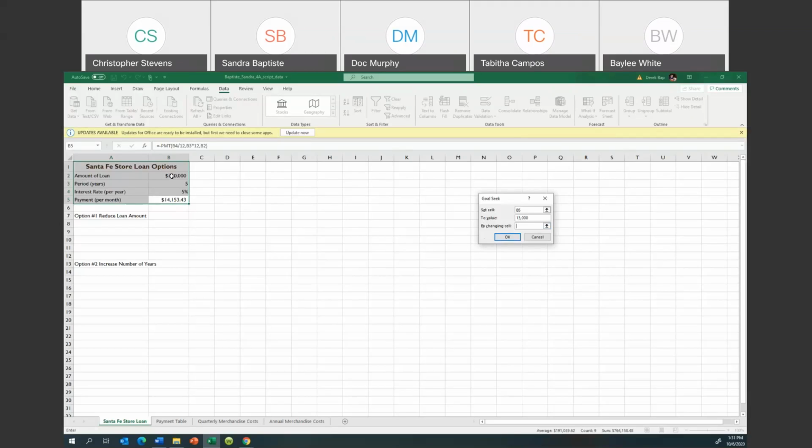So click on B2 or type B2 in, however you want to do it. All right. And click OK. So what we are saying is we want the payments to be 13,000 a month. We're going to keep the same interest rate. We're going to keep the same period, but we're going to change the amount of the loan. And so this allows us to see what the loan would have to be in order for our payment to be 13,000. Okay. You can click OK again.